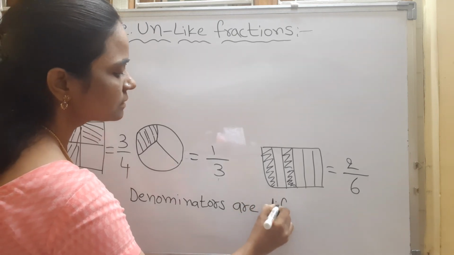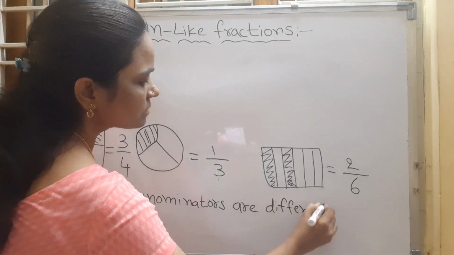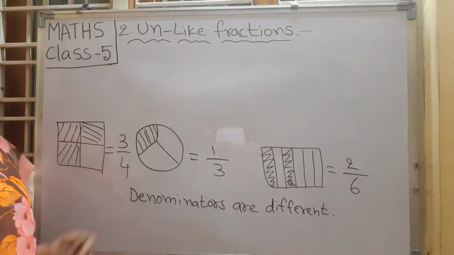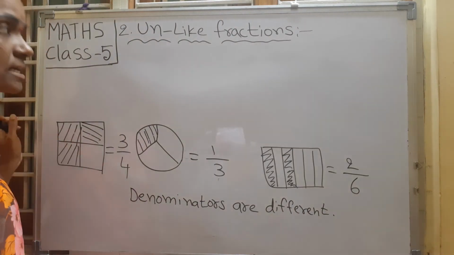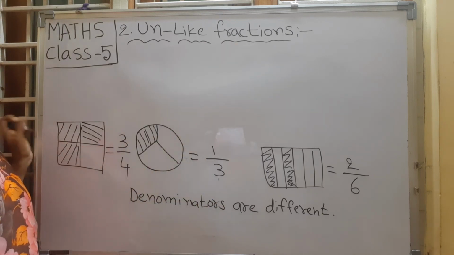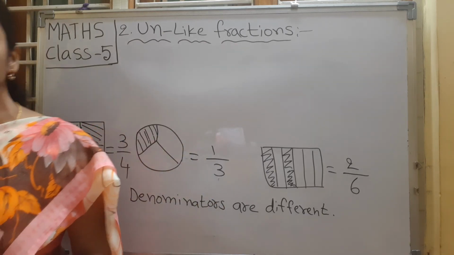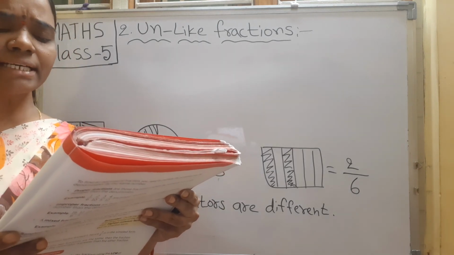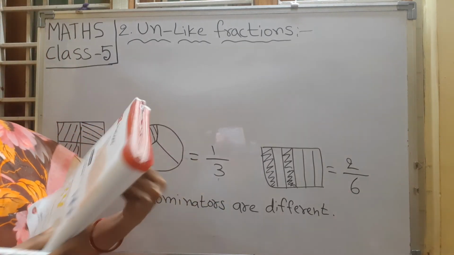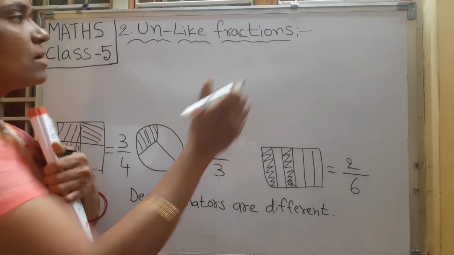Denominators are different. So, if the denominators are different for the given fractions, then those fractions are called unlike fractions. So, what are unlike fractions? Fractions with differing denominators are called unlike fractions. Write down, children, write down the definition.